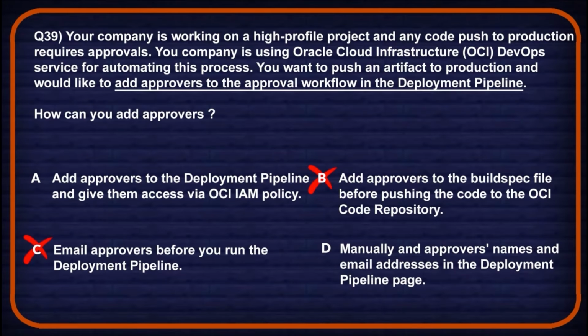Moving on to option number D. Manually add approvers' names and email addresses in the deployment pipeline page. Approvers are assigned via IAM groups and policies, not by entering personal details in the pipeline page. So option D again a wrong choice. So option A will be the correct one.